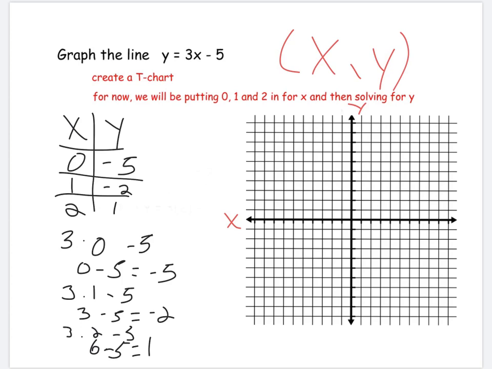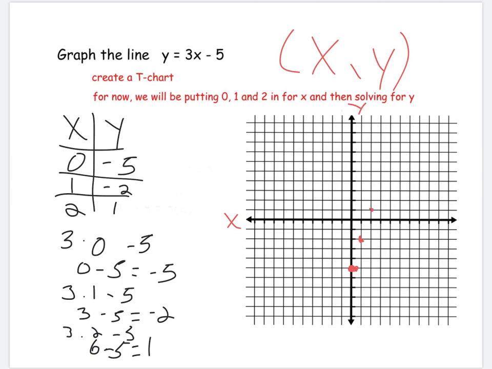So in order to find 0, negative 5, we find 0 on the x, which is in the middle, and negative 5 is 5 down, so 1, 2, 3, 4, 5. That's our first point, 0, negative 5. Our next point is 1, negative 2, so I go over to 1 on the right, and then 2 down, negative 2. My second point is there. And then my last point is at 2, 1, so I go 2 over to the right and 1 up.